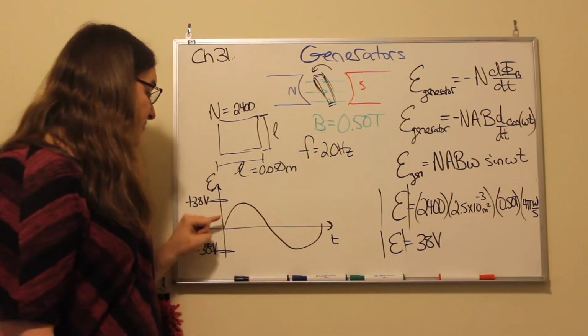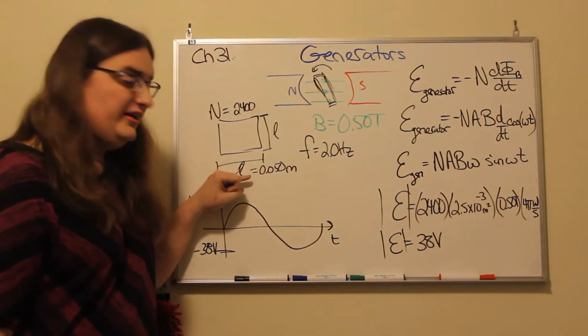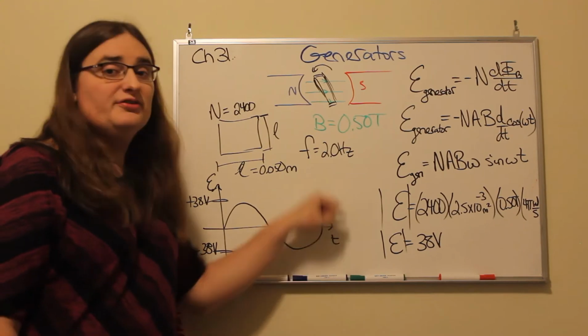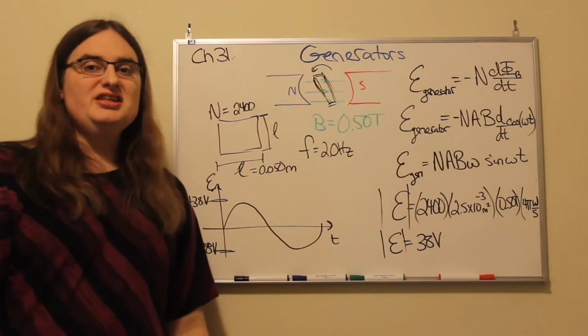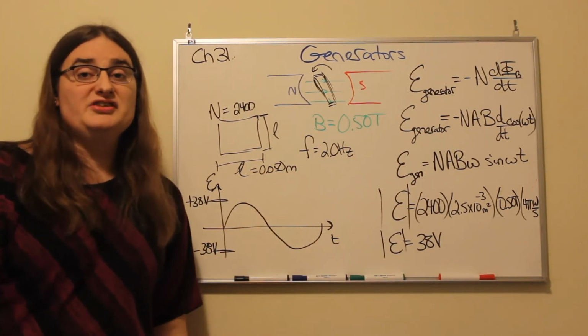And what we would see from the signal would be rising to 38 volts, dropping through 0 to negative 38, and changing continuously every half of a second.